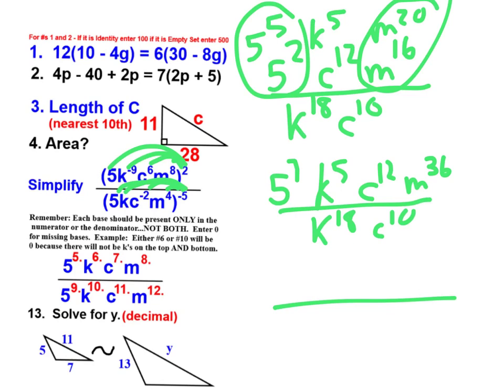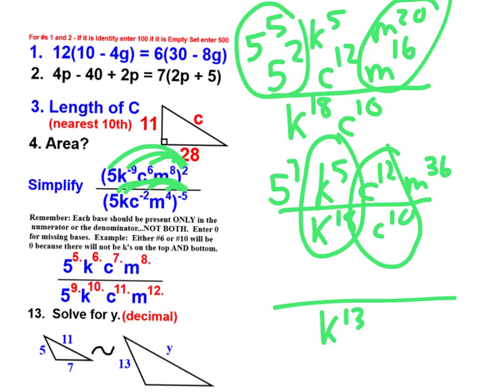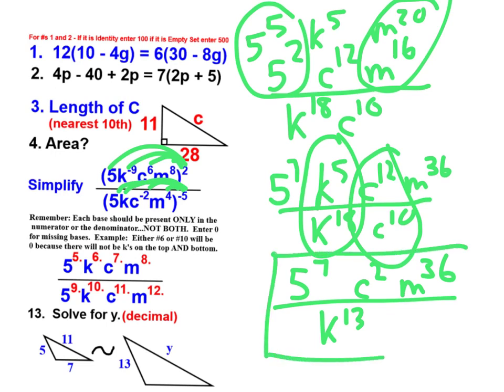Now, if you have some on the top and the bottom, like these k's here, then they're going to cancel each other out. 5 from the top are going to knock out 5 of those from the bottom, and we'll end up with 13 on the bottom. I have c to the 12th and c to the 10th. So 10 from the bottom are going to knock out 10 from the top, and you're going to end up with c squared on top. You still have an m to the 36th on top, and you still have a 5 to the 7th power on top. And there's your answer, 5 to the 7th, c squared, m to the 36th, over k to the 13th.